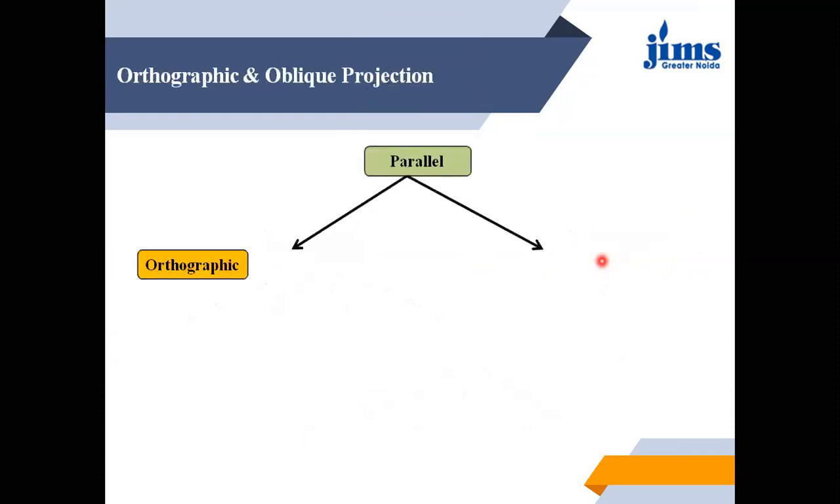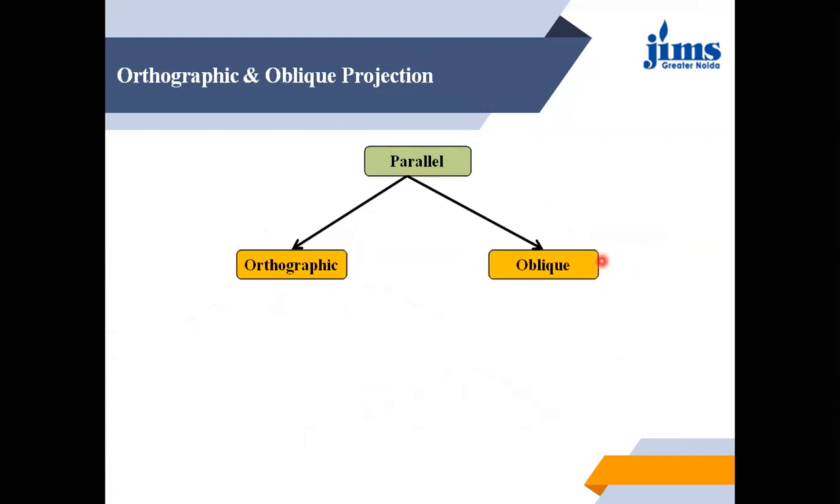So parallel projections are basically of two types, orthographic and oblique. We will see the difference. In orthographic, suppose this is our view screen, and all the rays are parallel to each other. I told you that all the rays are parallel in parallel projection.